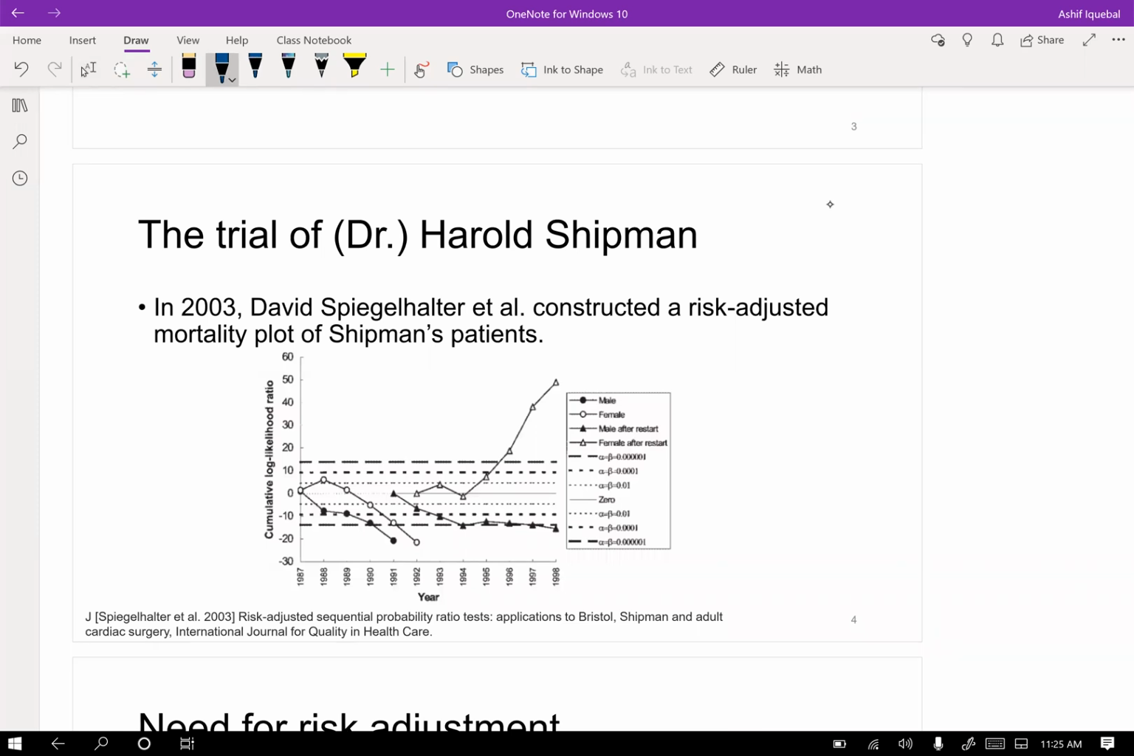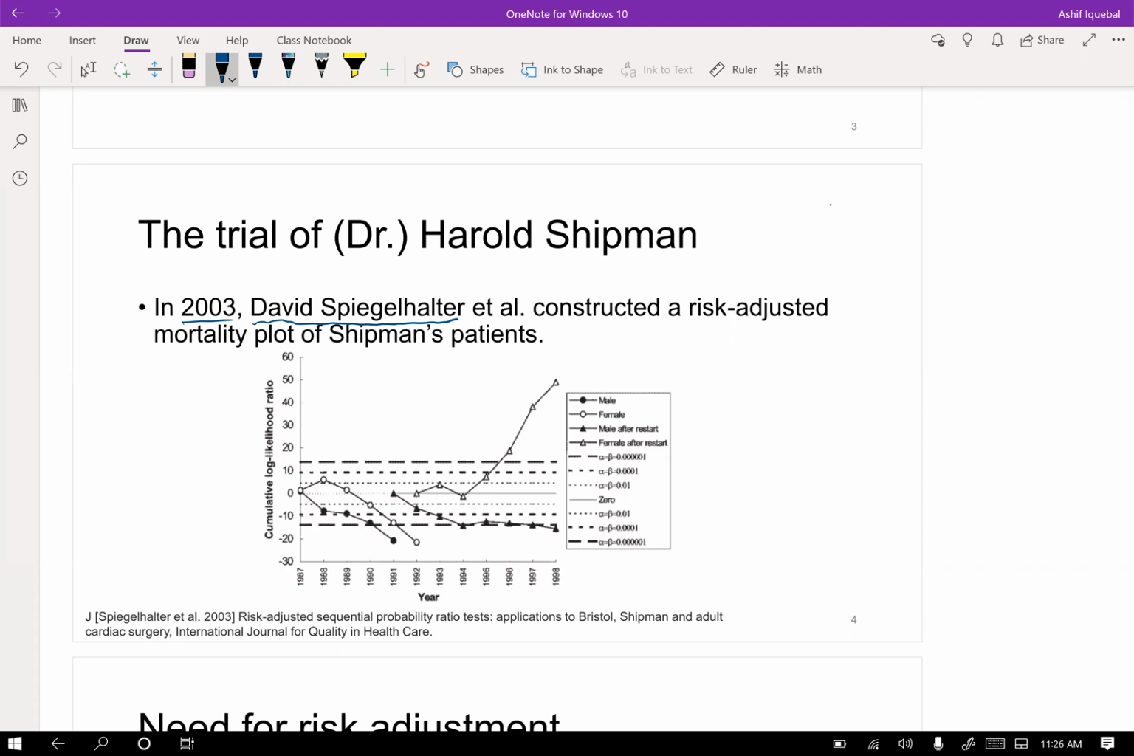What David Spiegelhalter assumed is that Harold Shipman may be telling the truth. He may not be lying. He may be correct that all of the patients that visited him definitely had some pre-existing conditions, right? They have a higher risk of dying. So in 2003, this statistician developed a model where he can adjust the risk of patients and construct a control chart after risk adjustment.